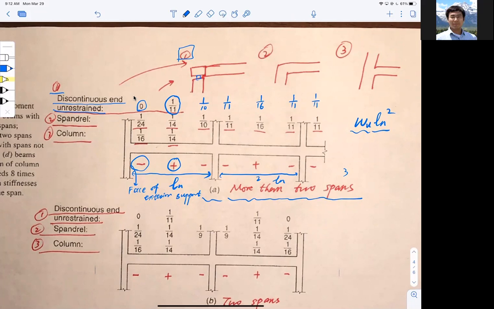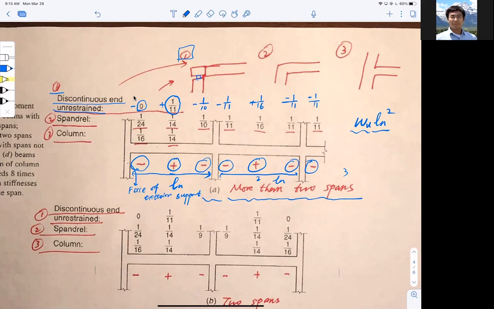Now I didn't put the sign up there, but I put the sign here. You can see the pattern of the signs: whenever you have a support, you have a negative sign, and whenever you have midspan, you have a positive sign. So this is minus, this is positive, this is minus, this is minus, this is positive, minus, minus. That's how the first row reads.